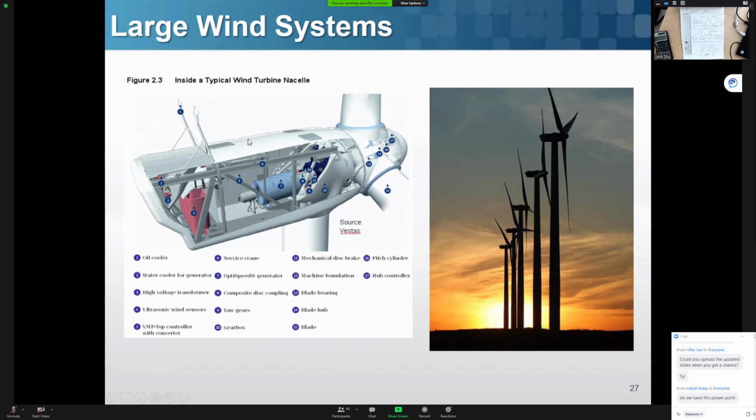A large wind turbine has the nacelle on top. Here is what's inside a typical wind turbine nacelle. They have lots of equipment inside. Usually at this point, students ask me, do I have to remember all those things inside? Do you guys want to remember everything inside? No? Okay, you don't have to remember everything inside, unless you get a version F exam.